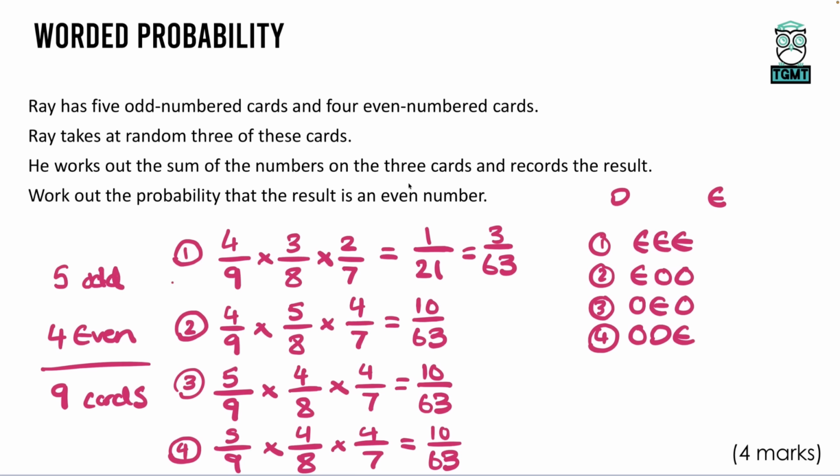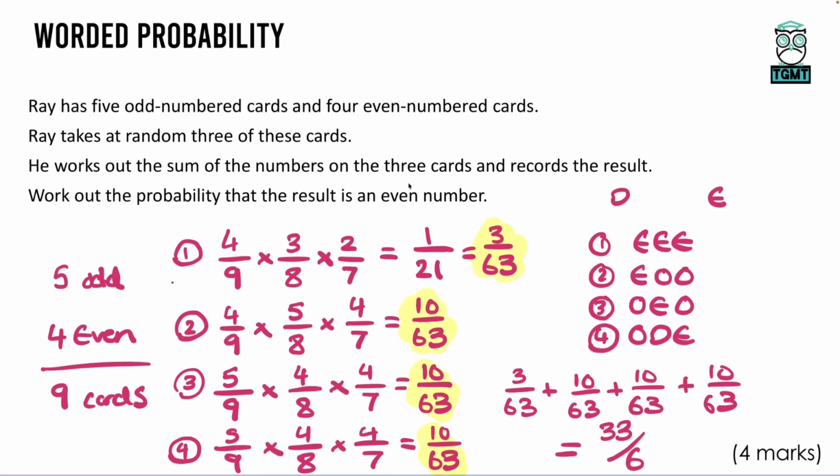All we need to do is take our 4 options and add all of those together. Make sure you write the working out down. 3 over 63 plus 10 over 63 plus another 10 over 63 plus another 10 over 63. We've got lots of them. And overall there, 10 plus 10 plus 10 plus 3 gives us 33 over 63. And there we go. That is our final answer for that probability tree.